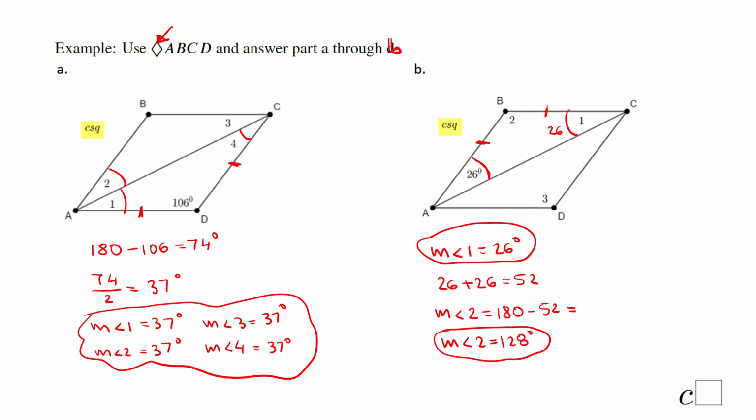We have one more angle to find, angle 3, which is the same as angle 2. Opposite angles in a rhombus are congruent. This comes from the fact that a rhombus is a parallelogram. So the measure of angle 3 will also be 128 degrees. Okay.